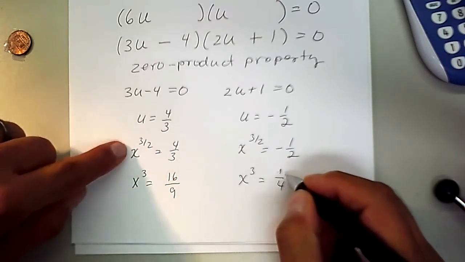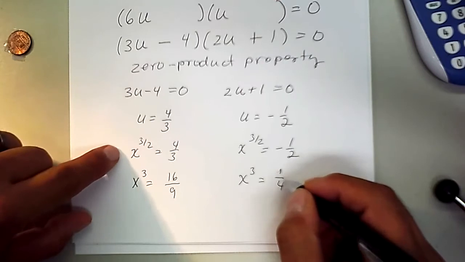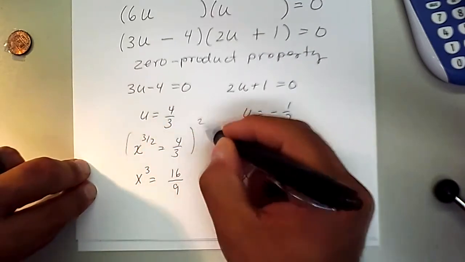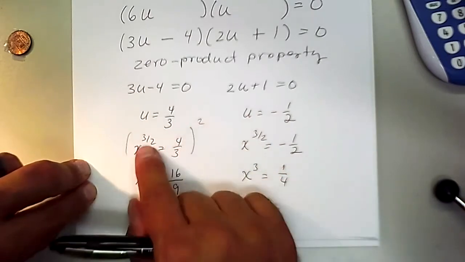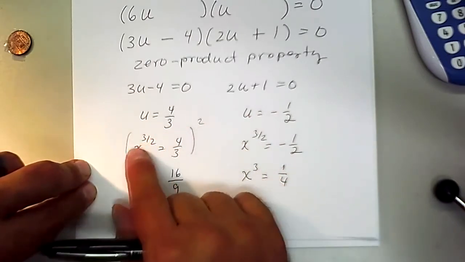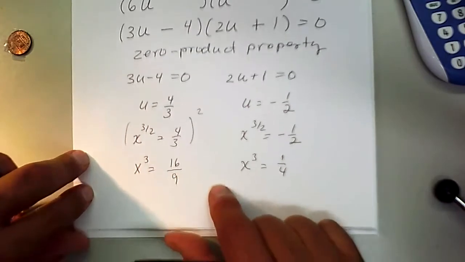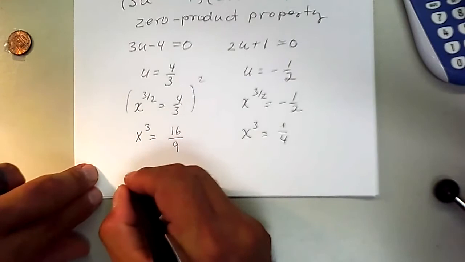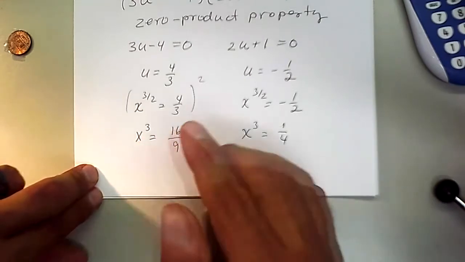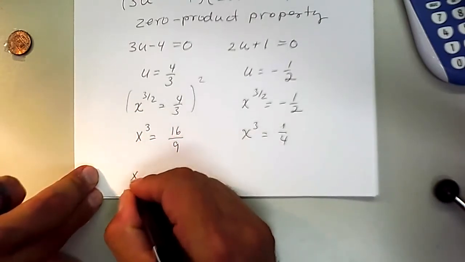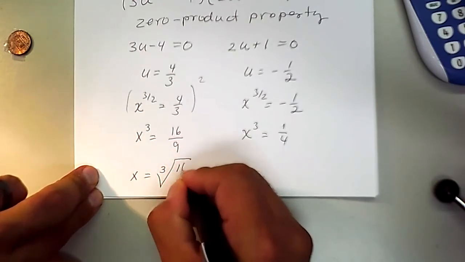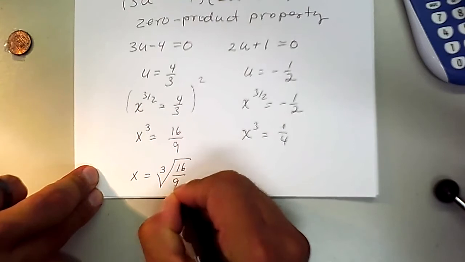So again, the reason why we want to go from here to here is because when we square both sides of the equation, then when we multiply the exponents, we end up with x cubed. All right, and then the last part is easy. Taking the cube root is easy. So x would have to be the cube root of 16 over 9.